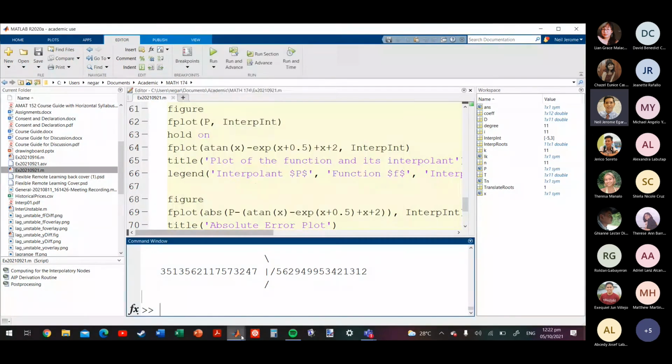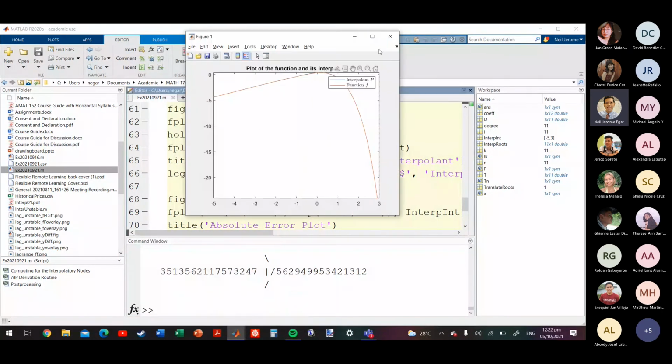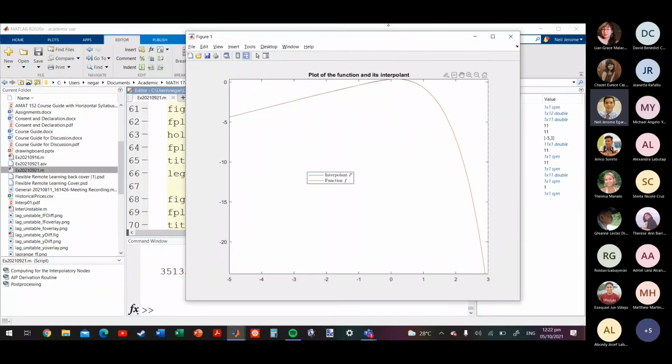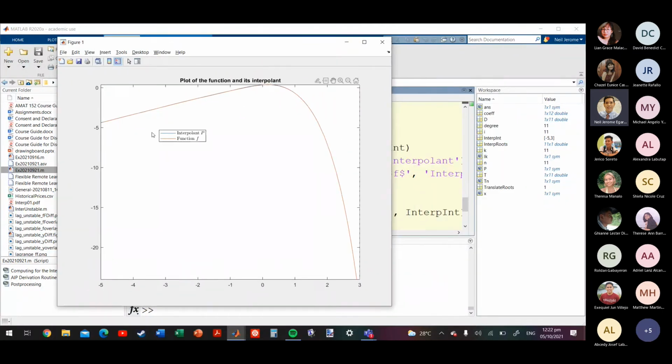So here's the plot of the function and its interpolant. Medyo maliit nga lang yung symbol. So yung blue siya yung interpolating polynomial. Yung orange yung function f. But you see here that they almost coincide.